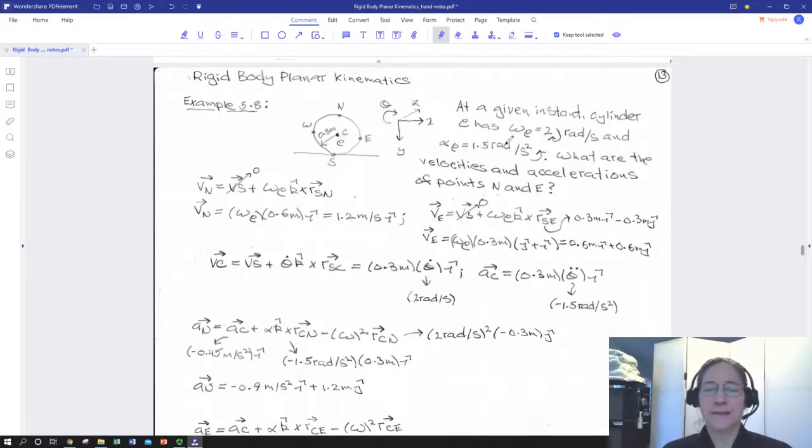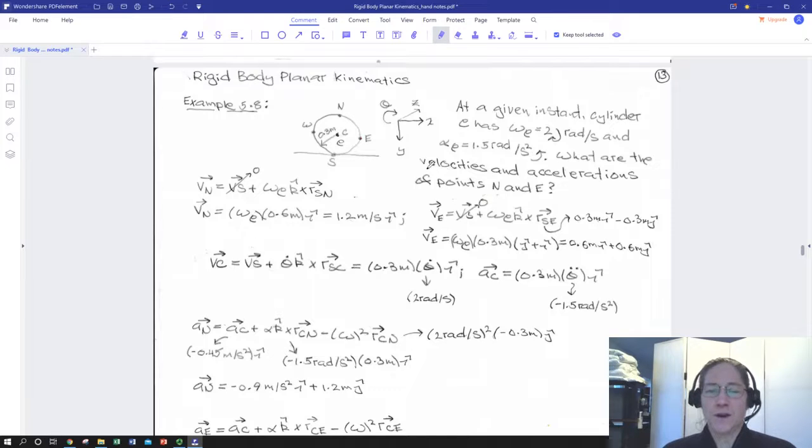So it's rolling clockwise, but something is slowing it down and trying to make it go back counterclockwise. Probably a moment being applied, I would imagine. We'll talk about that in the next chapter. And somebody wants to know, what are the velocities and accelerations of point N and E at that instant in time?